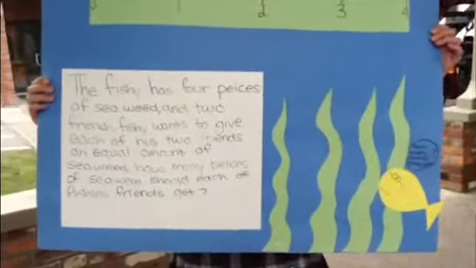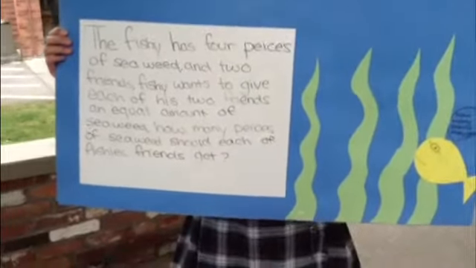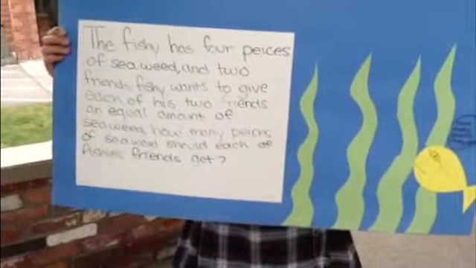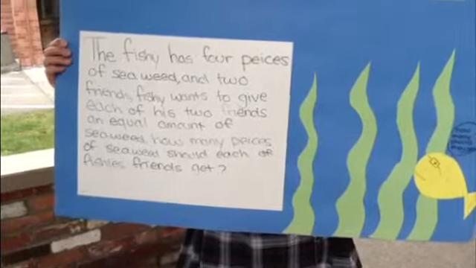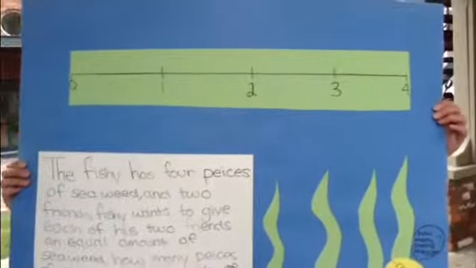The fishy has 4 pieces of seaweed and 2 friends. Fishy wants to give each of his 2 friends an equal amount of seaweed. How many pieces of seaweed should each friend get? Using a number line.